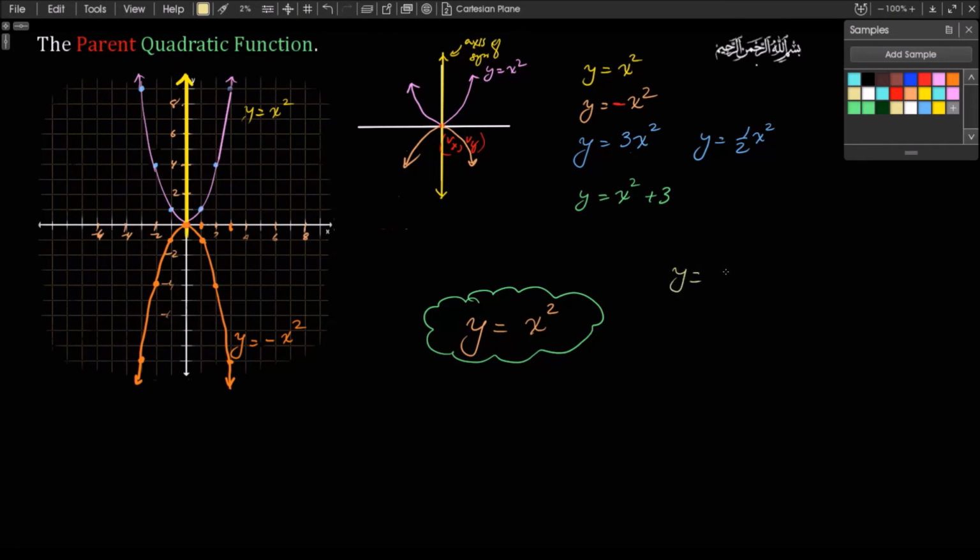Now, the only thing that we have not done here is this. y equals 3x squared plus 4x minus 5. We have not introduced the second variable over here. Now that's a little bit trickier. We'll save that for next time.